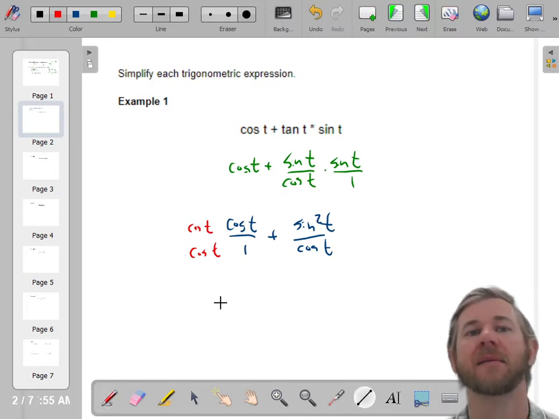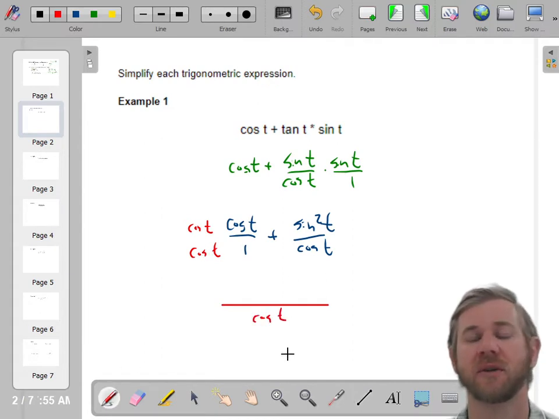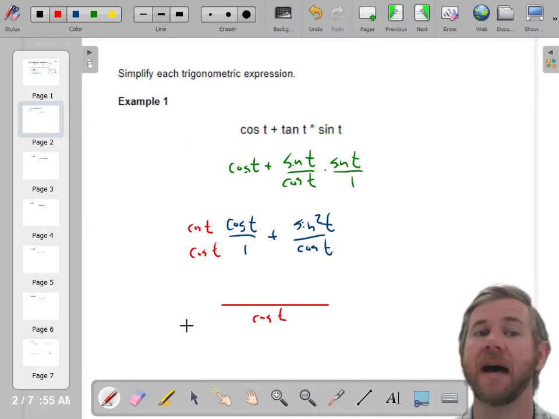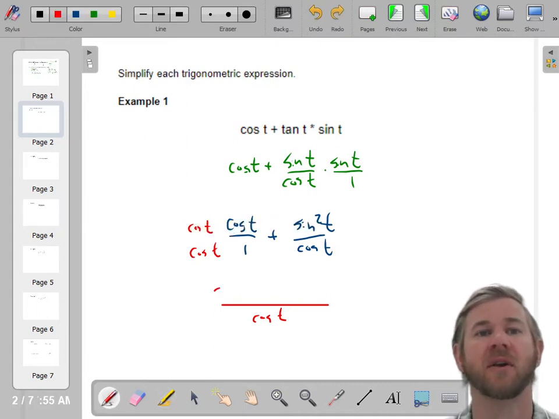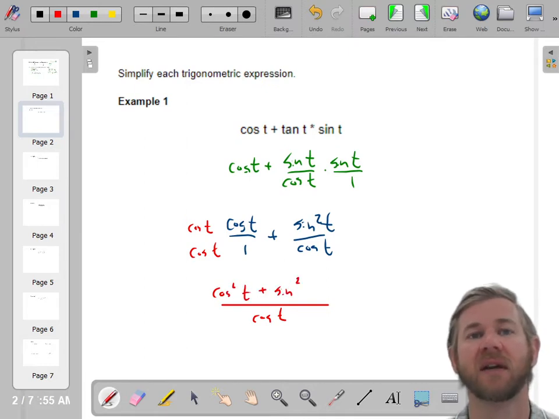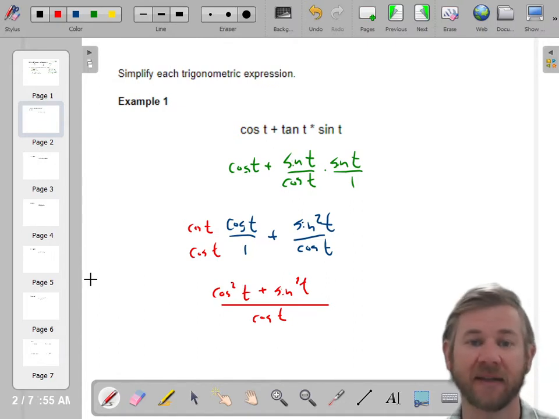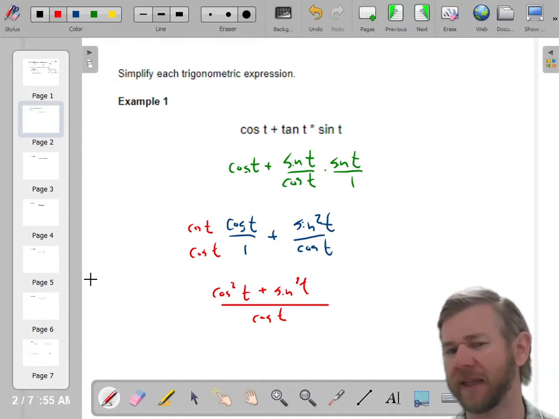When I do that, my denominator is now cosine, and they both have the same denominator, so I'll just write cosine at the bottom. And in the top, cosine times cosine is cosine squared, and sine squared is sine squared. Now, this is where you're going to have your spidey sense telling you, wait a minute, this might be a thing.